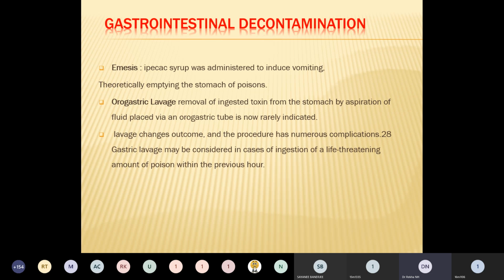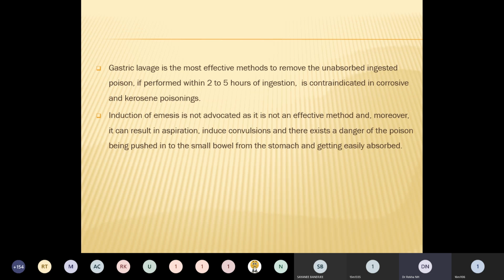Gastric lavage is the removal of the ingested toxin from the stomach by aspiration of fluid placed through a gastric tube or a Ryle's tube. Lavage changes outcome if you do it in the early hours. It is the most effective method to remove unabsorbed ingested poison if performed within 2 to 5 hours of ingestion. The most important contraindication is corrosive or kerosene poisoning.